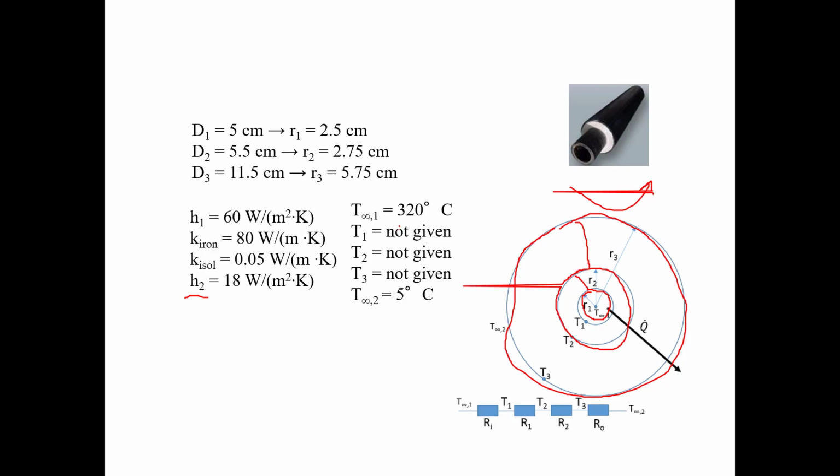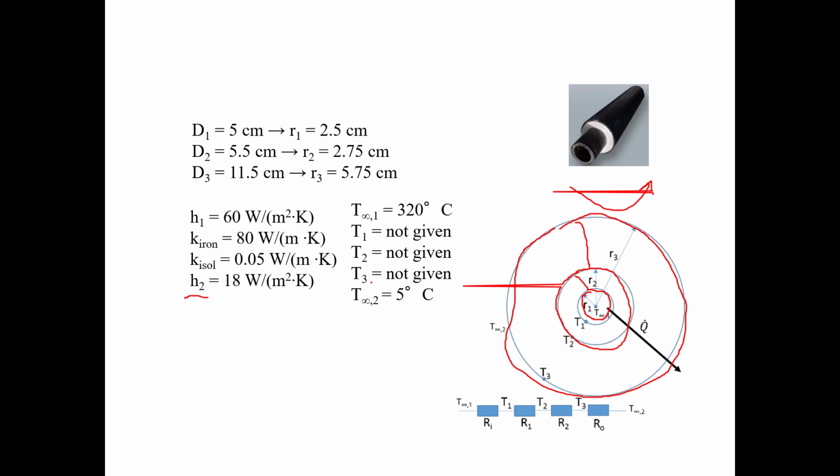You are also given the temperature inside of the fluid. You are given the temperature of the outside fluid, that is the air, for example, but you are not given the intermediate temperatures, the temperature at the inner side of the pipe, the temperature at the outside of the pipe, and the temperature at the surface of the insulation, that is T3.